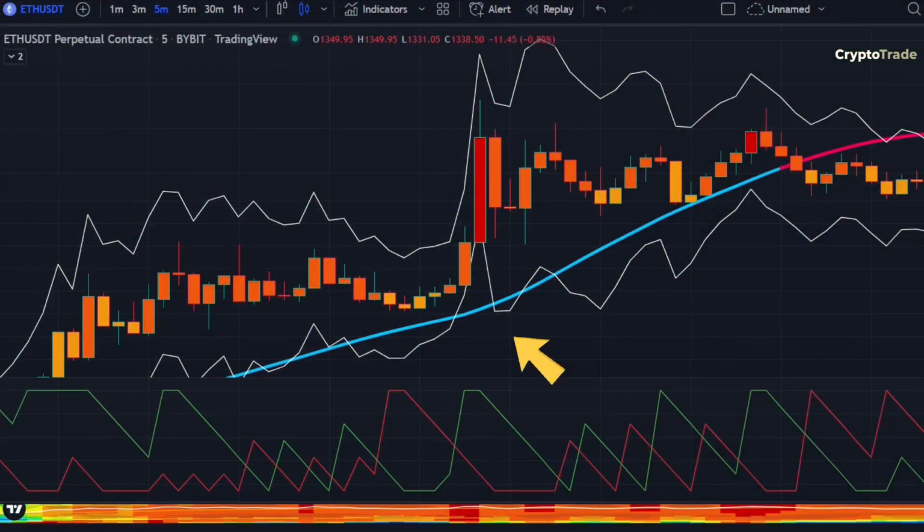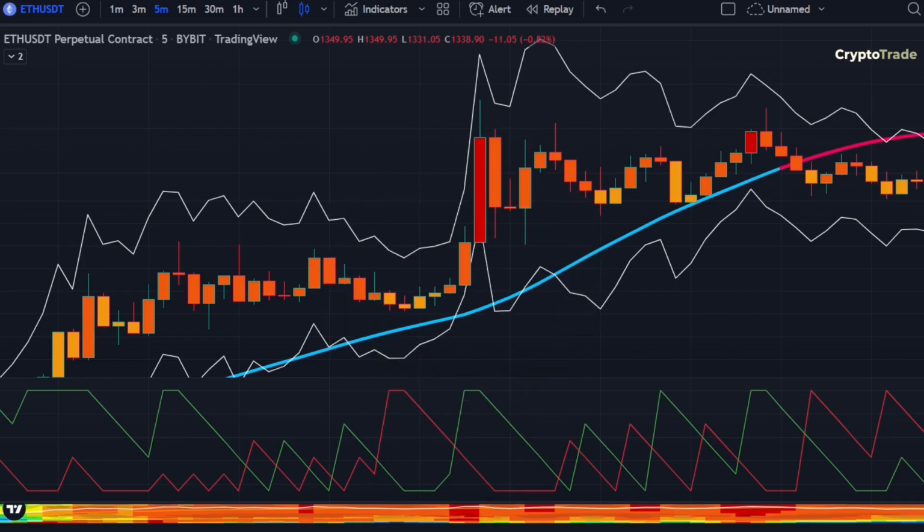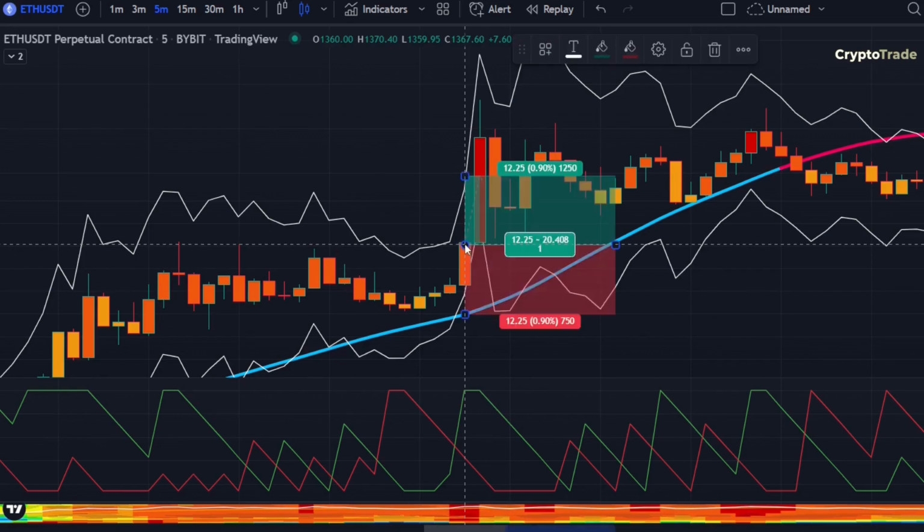For a buy order, price must be above the SSL HYBRID and the line must be blue. The AROON indicator green line must cross the red line upwards. The candle must be dark orange or red. If all these conditions are met, place a buy order at the close of the orange or red candle that has the signal given by the AROON indicator.